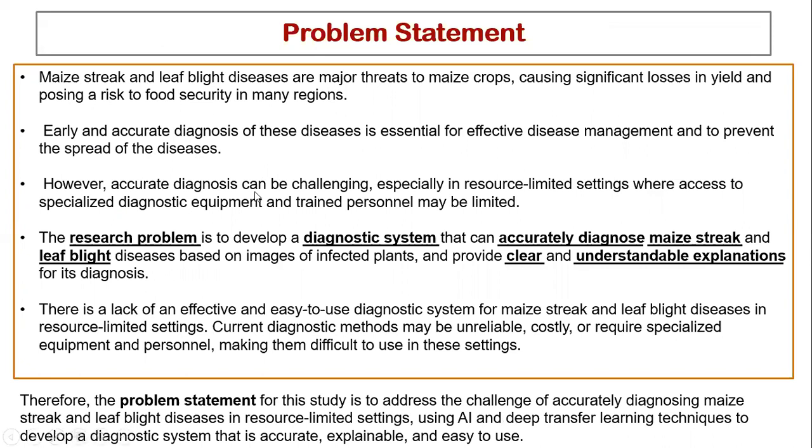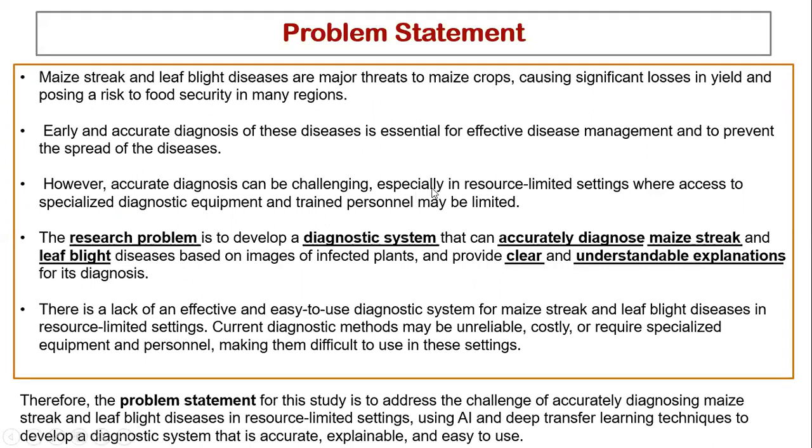However, accurate diagnosis can be challenging, especially in resource-limited settings. For example, I've seen that these are local farmers. They could see some irregularities in their maize growth, but they don't know what is causing it. So they decide to do what? The only solution will be to call an agricultural expert, which would not only be expensive, but also wouldn't be easy for a person who is growing on a small scale.